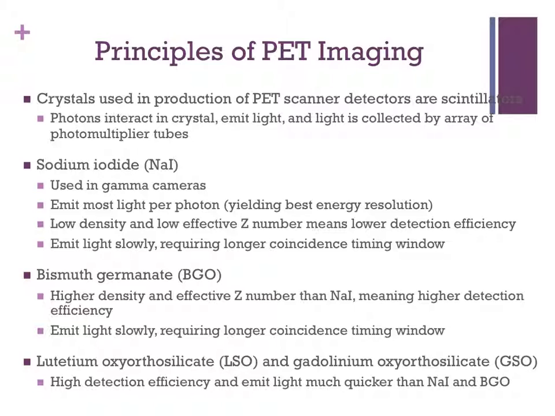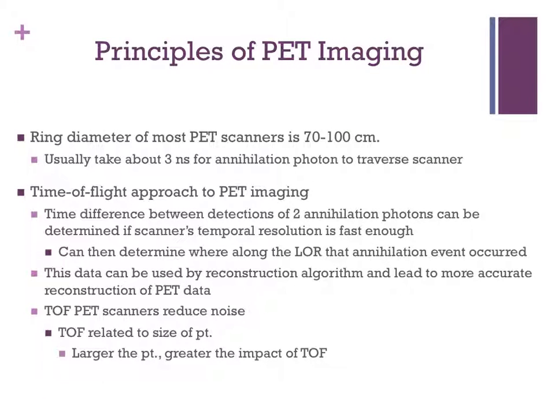Lutetium oxyorthosilicate, that's a mouthful, and gadolinium oxyorthosilicate have reasonably high detection efficiencies and emit their light much more quickly. The ring diameter of most PET scanners is 70 to 100 centimeters, which means it takes about 3 nanoseconds for an annihilation photon to traverse the scanner.